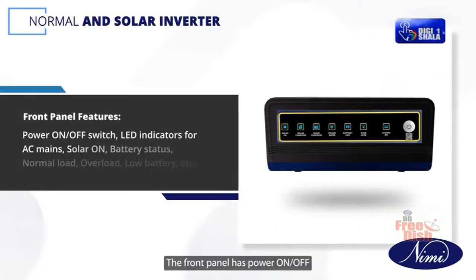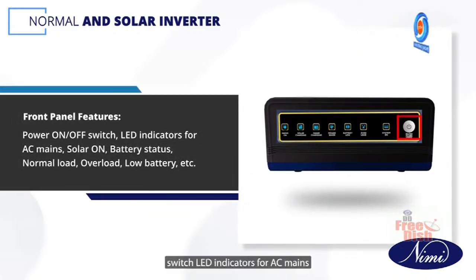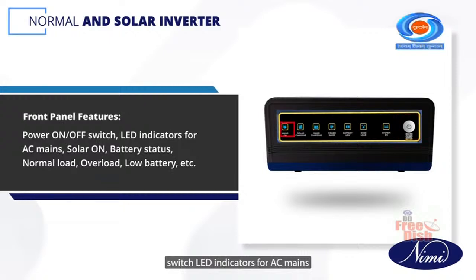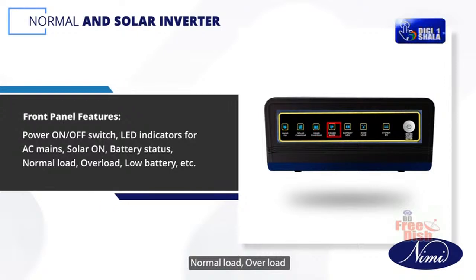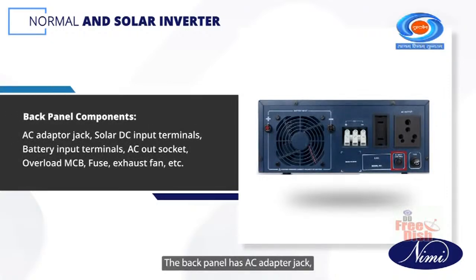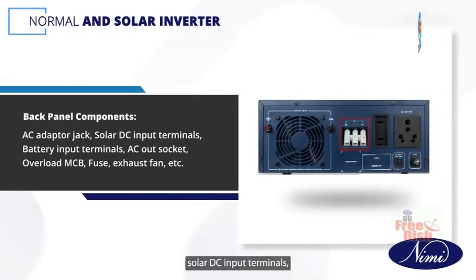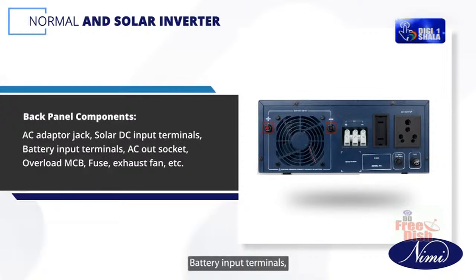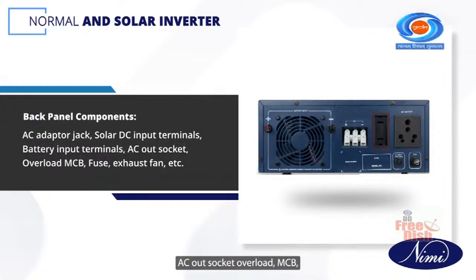The front panel has power on or off switch, LED indicators for AC mains, solar on battery, normal load, overload, low battery, etc. The back panel has AC adapter jack, solar DC input terminals, battery input terminals, AC out socket, overload MCB, fuse, exhaust fan, etc.